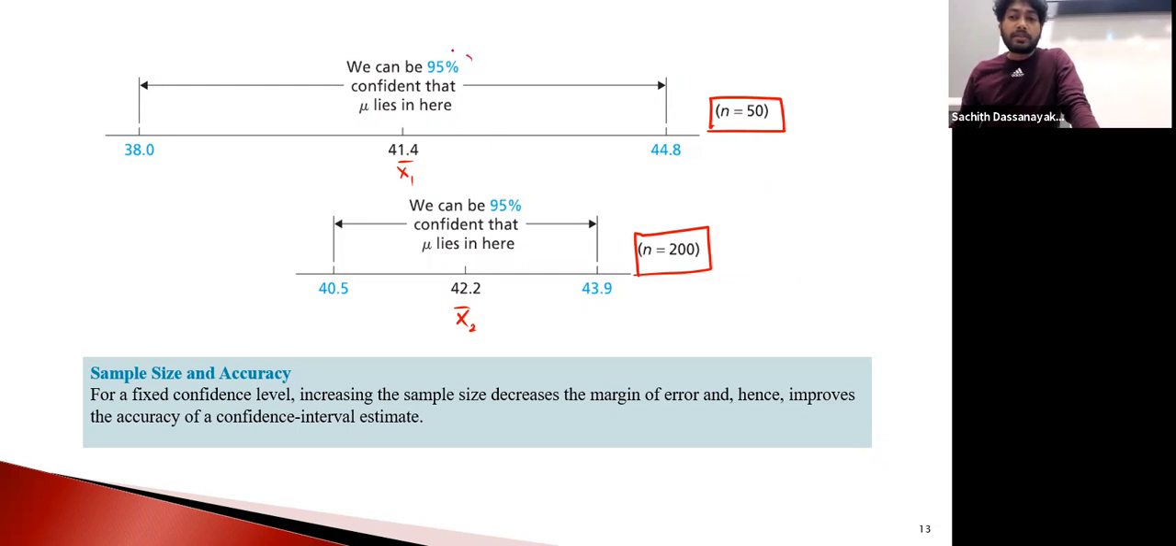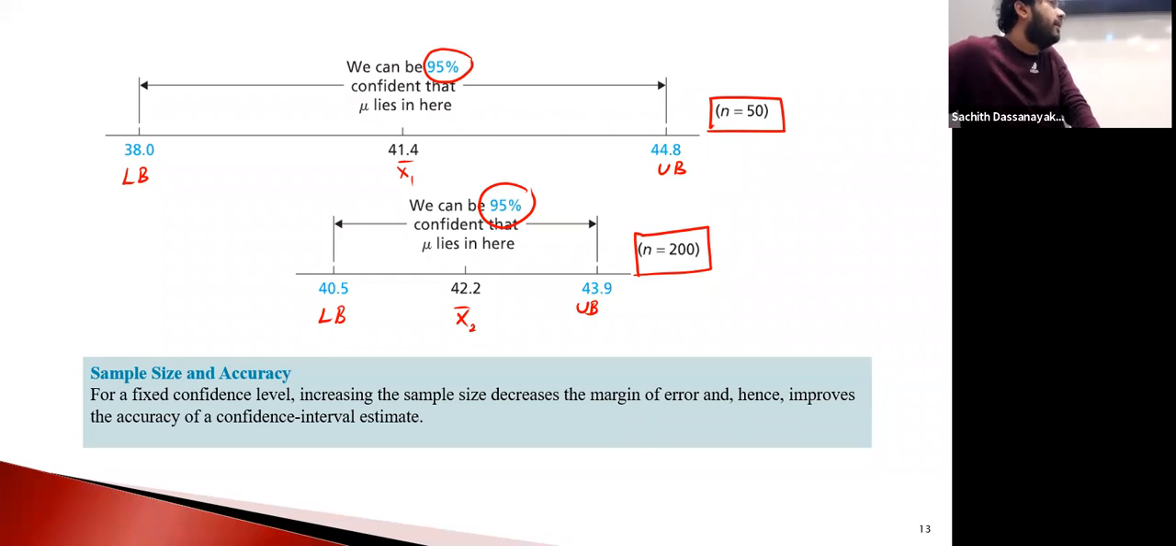If you calculate the 95% confidence interval here for mu, and here the same confidence interval, the interval for the first one starts from 38 and goes up to 44. This is your lower bound. This is your upper bound. If you check the next one, this is your lower bound. This is your upper bound. What happened? The ranges between these two are different. The range of the second one is much smaller than the range of the first one. The reason is you have increased the sample size.